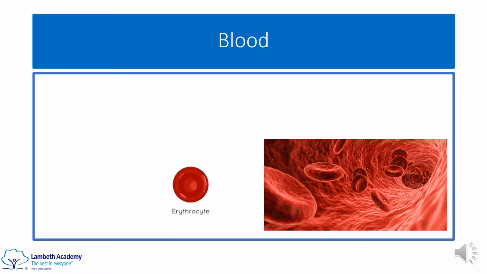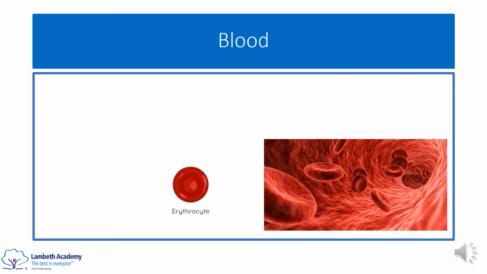Our blood's purpose is to carry oxygen, carbon dioxide. They will both be in the form of gases, and it will also deliver nutrients around the body. When we think about nutrients that will be delivered around, it will be things like amino acids, glucose, enzymes, hormones, and also salts.